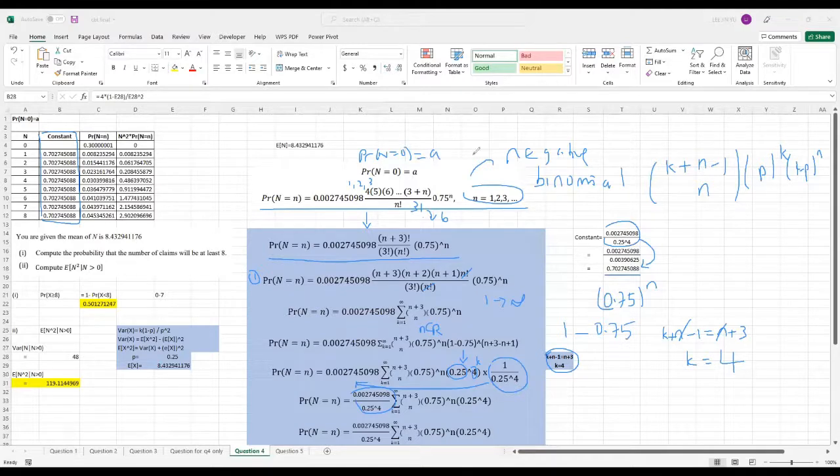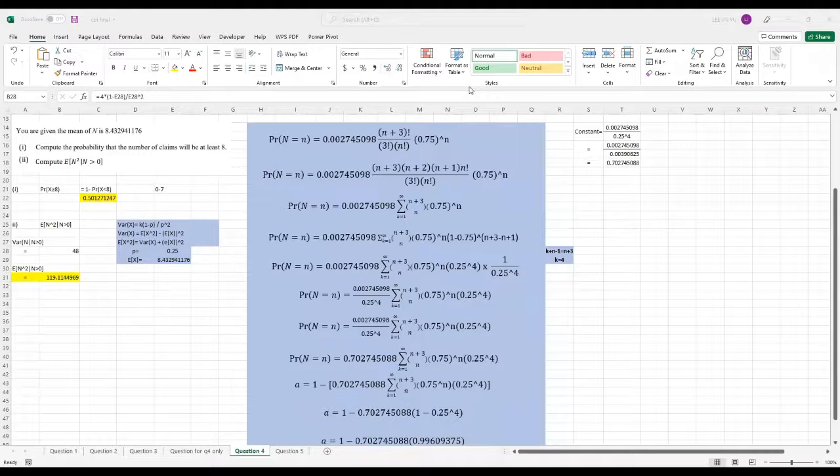Okay, I'll clear my annotation. Then we come to here. After we divide it, we calculate the constant, and we have the sum from 1 to infinity of n plus 3 choose n. This is n, this is k. So how to find a? Because this is from 1 to infinity, and a is the probability of N equals 0, we need to find a by using 1 minus the probability of N bigger or equal to 1, so it's 1 to infinity.